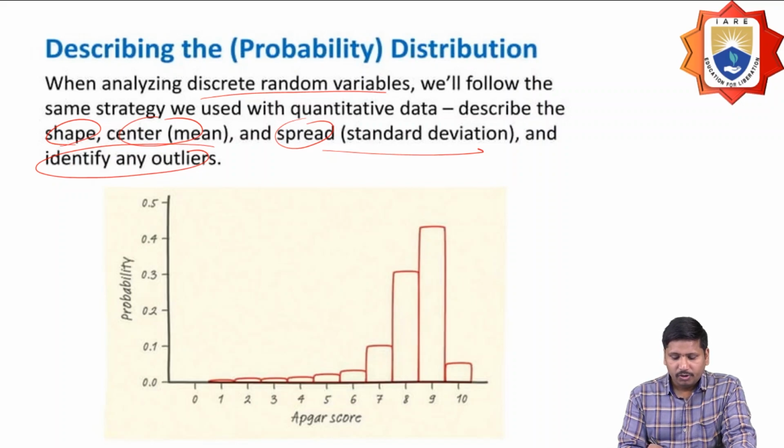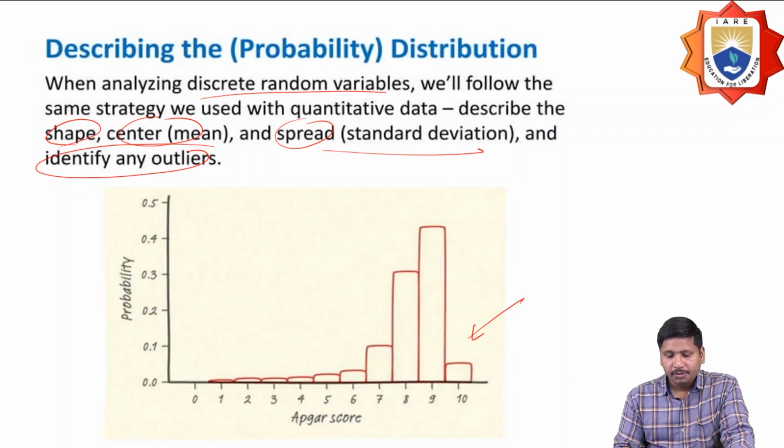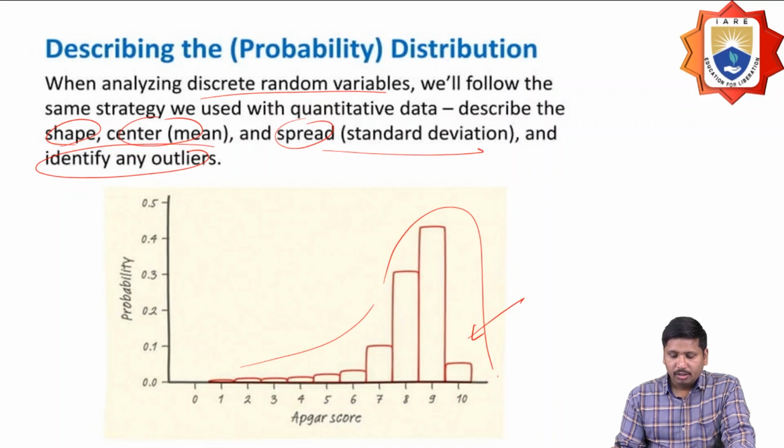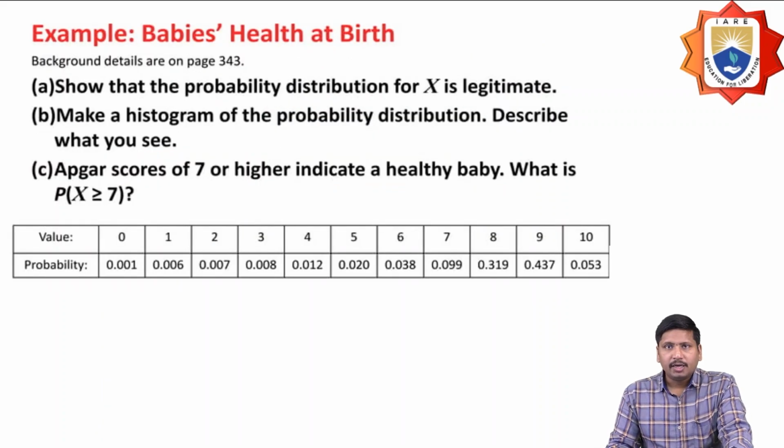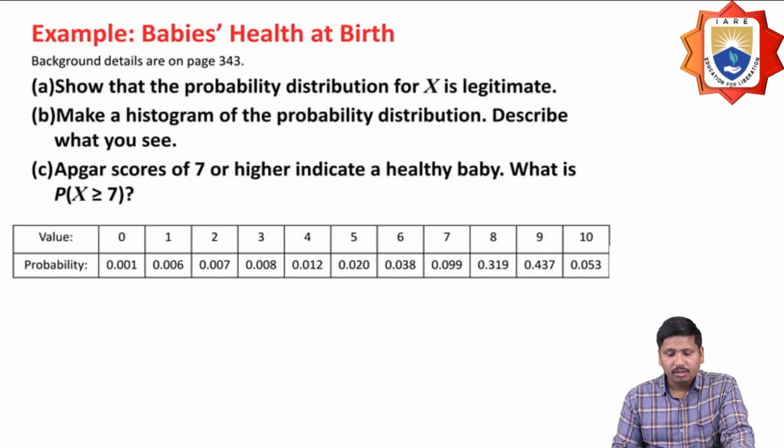So we are going to analyze the discrete random variable. Once we draw the probability distribution as a bar graph, the mean is the center of the graph, the spread is the standard deviation, and we can describe the shape and the outliers as well. Let us take a simple example. I want to find the baby's health at birth.